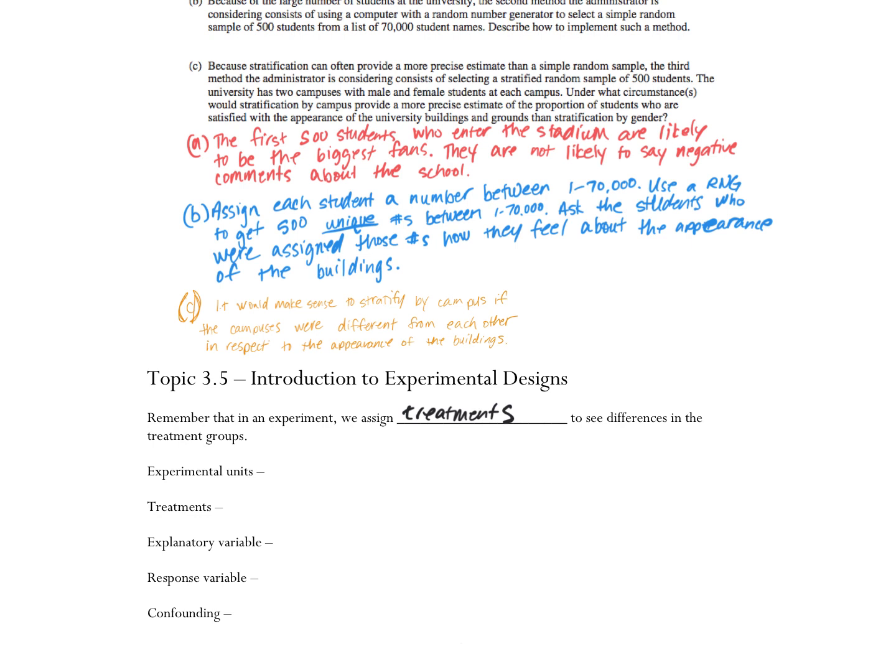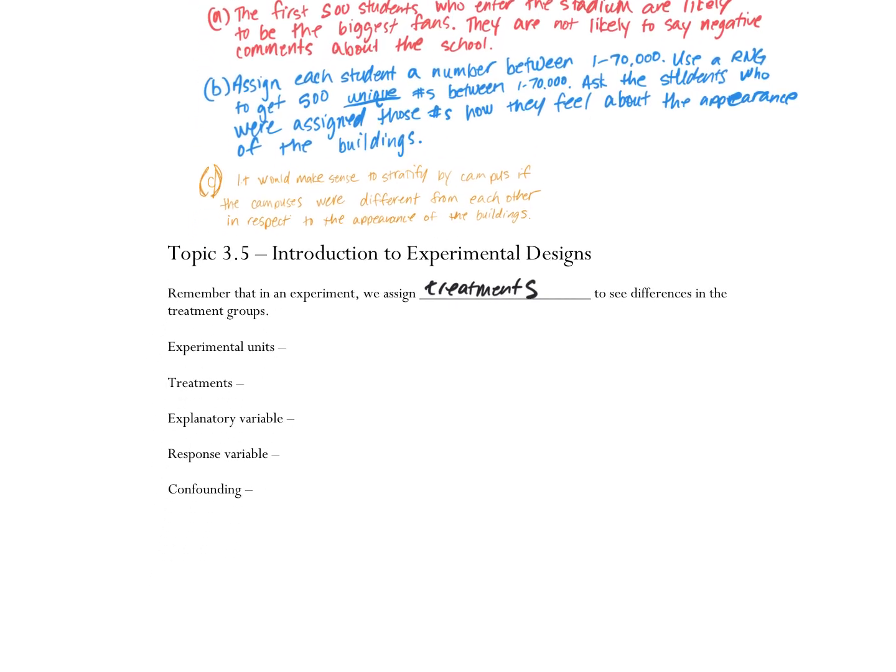We assign treatments to 2 different comparison groups or 3 different comparison groups or whatever. We create groups for comparison in an attempt to see, do the treatments cause any differences? And the big idea, the reason we love experiments, is an experiment allows us to conclude cause and effect. Can't conclude cause and effect from an observational study. We can conclude cause and effect from a well-designed experiment.